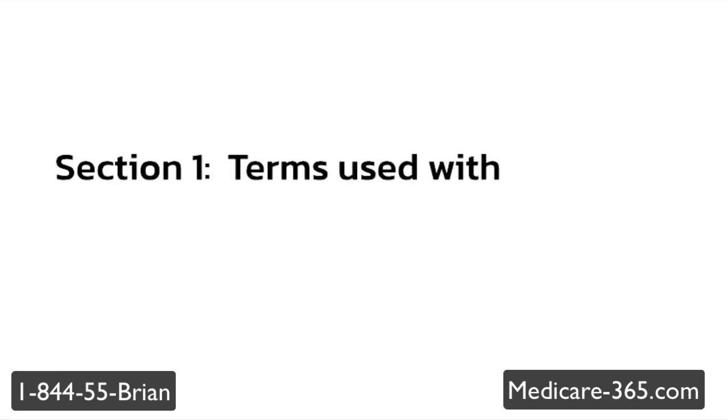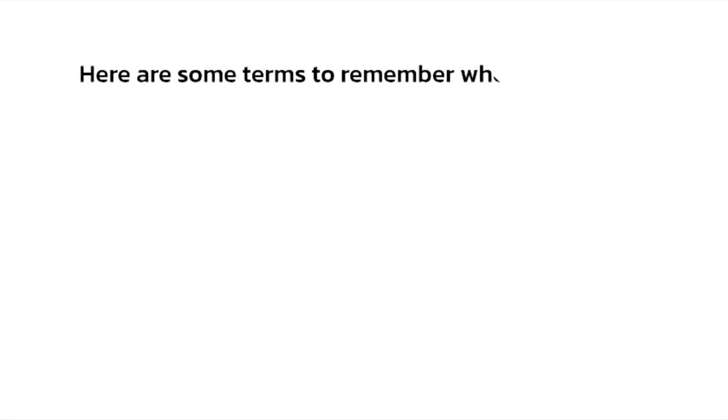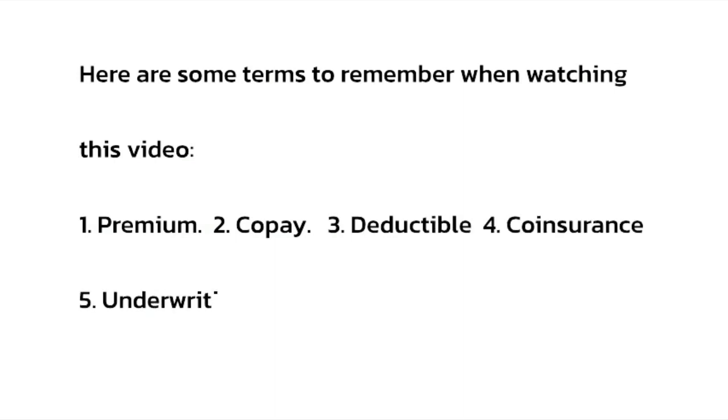Section 1, terms used with Medicare. Here are some terms to remember when watching this video. Number 1 is a premium. Number 2 is a copay or copayment. Number 3 is a deductible. Number 4, coinsurance. And number 5 is underwriting.